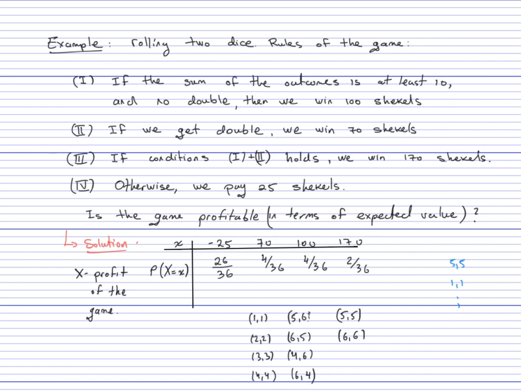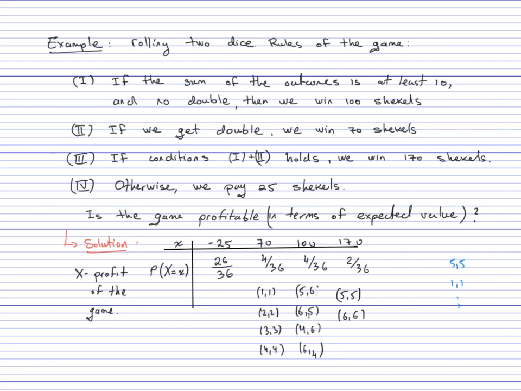Okay, so now that we know the exact probabilities, we need to compute the expected value. So let's do it. The expected value of x is minus 25 times 26 over 36, plus 70 times 4 over 36, plus 100 times 4 over 36, plus 170 times 2 over 36. And that equals 10.27.